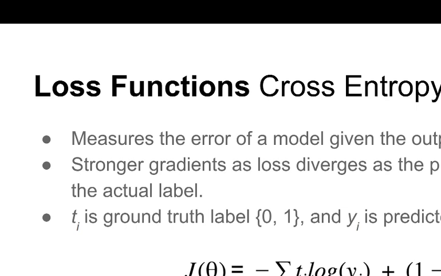And that's the whole reason why cross-entropy loss is much more preferred, because the more poorly your model performs, or the more wrong it predicts, the greater of an update it has. So your model ends up training a lot faster because of that.